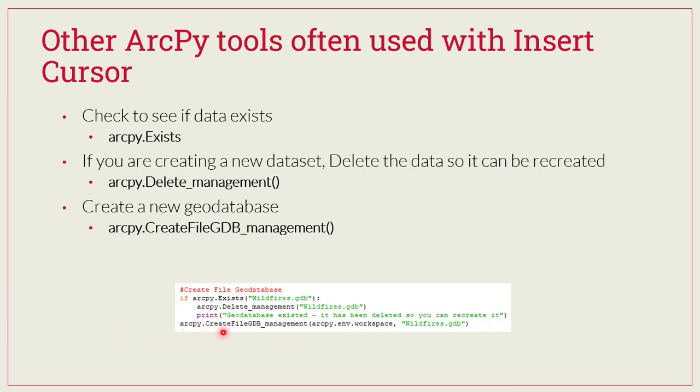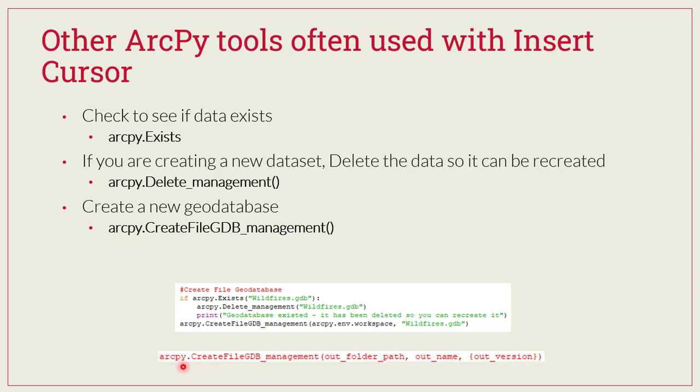And then this line here, create file geodatabase management, is going to go ahead in my current workspace that's being held in the workspace variable. It's going to create a new geodatabase called wildfires. Now you do want to be careful with this, because if your geodatabase has a bunch of information in it, you don't want to delete it. But if it's something that you're creating new within the confines of this one project script, oftentimes this is something that will help you with the constant running of your program as you're building it and testing it.